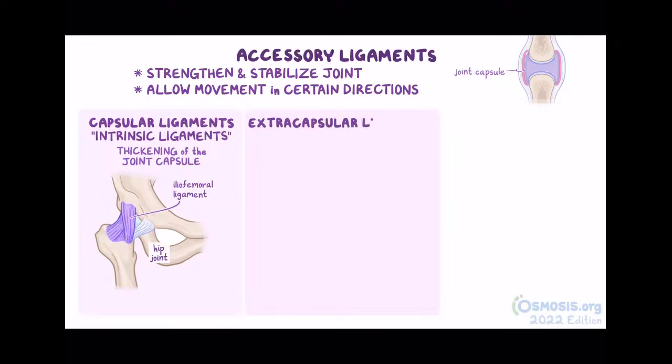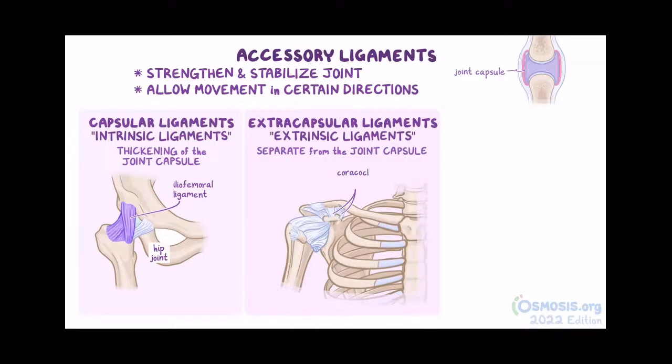Then there are extracapsular ligaments, also called extrinsic ligaments, which are separate from the joint capsule. For example, the coracoclavicular ligament anchors the clavicle to the scapula, but is separate from the acromioclavicular joint, where the clavicle articulates with the scapula.